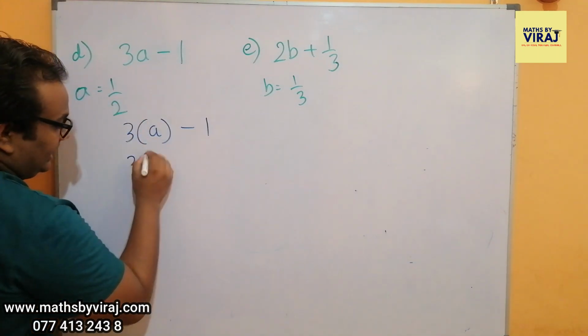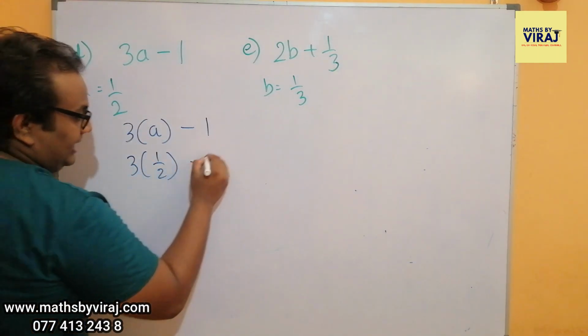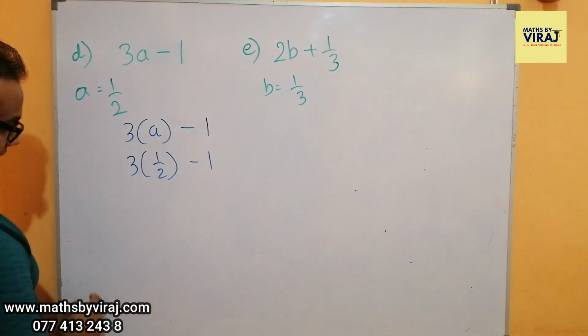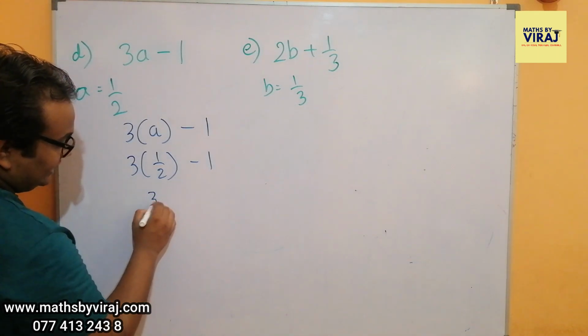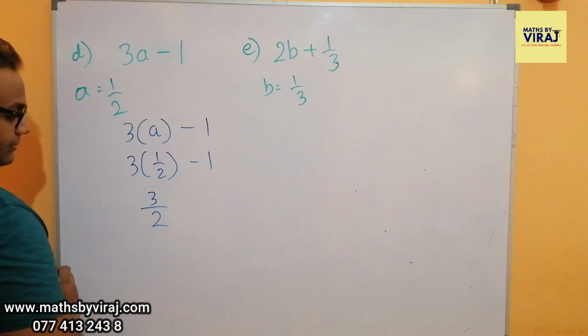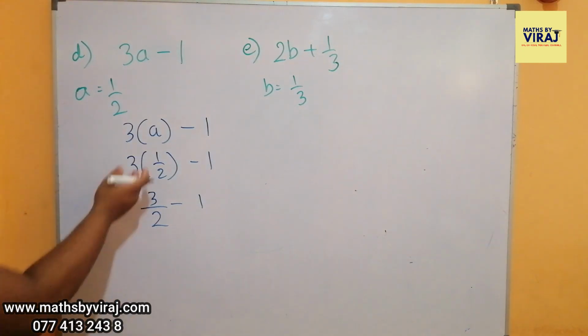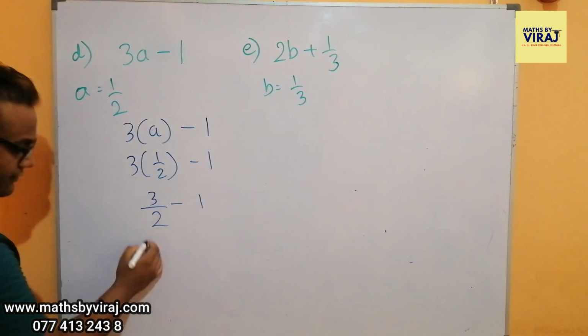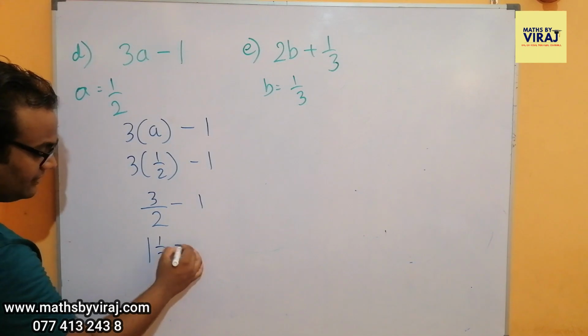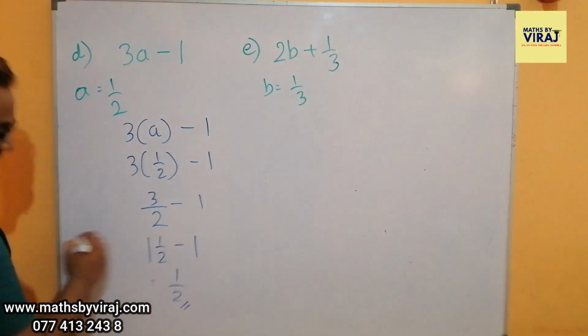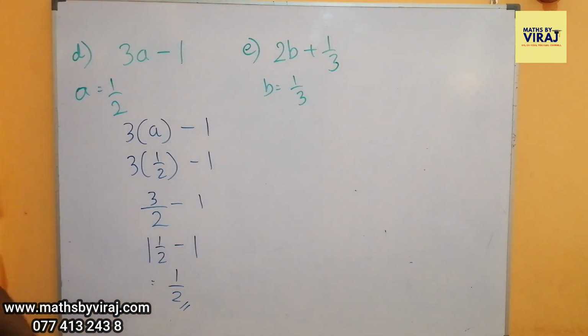Half. 3 times half minus 1. Now when 3 is multiplied by half, we know the answer is 3 over 2. From this we subtract 1. Right. 3 over 2, we can write 1 and a half minus 1. The answer is half. From 1 and a half we subtract 1.